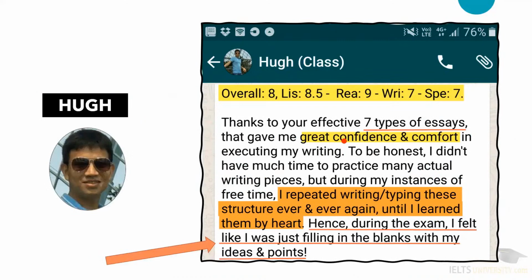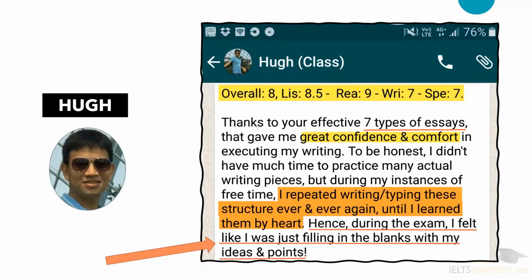Hugh repeatedly wrote and typed these structures, which means the templates, over and over again until he memorized them. During the exam, it was just filling in the blanks, right? Because the templates already provide you the words and phrases and sentences for some parts of the essay, not the whole thing. That's why it's not memorizing an essay, but some parts of the essay will already be in the templates, so you just need to memorize them and you will get a good score, because the templates provide you with very good words, phrases, sentences with good vocabulary, grammar, and so on and so forth, right?